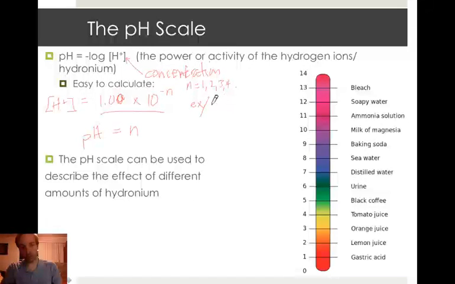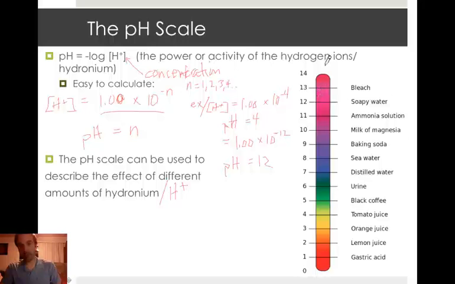So for example, if I tell you that the hydrogen ion concentration is equal to 1.00 times 10 to the negative 4, well, that means the pH equals 4. Okay, and then if I tell you that the concentration is equal to 1.00 times 10 to the negative 12th, well, that means that the pH is equal to 12. So pretty easy as far as calculations go. Definitely not one of our tougher calculations. But it does turn out that the pH scale is a way of determining the effect of those different amounts of hydronium or hydrogen ions.